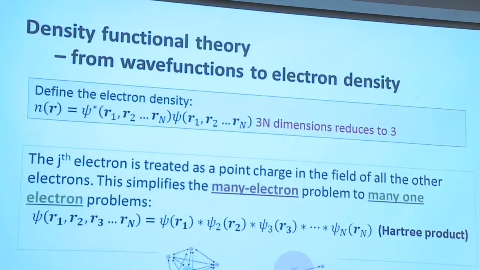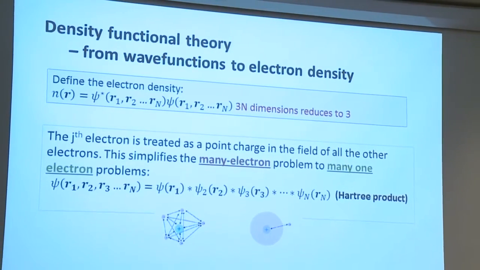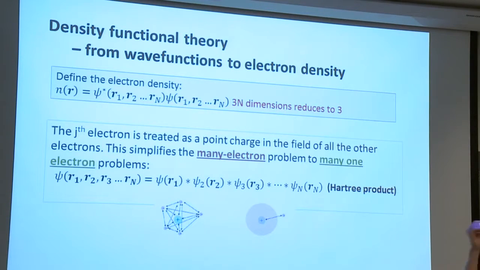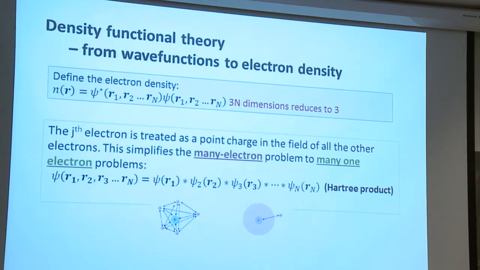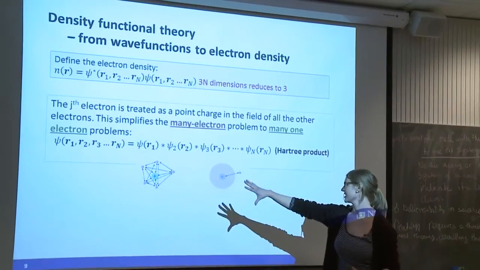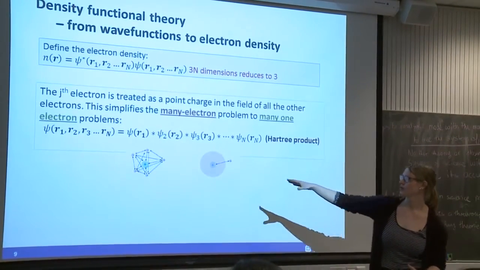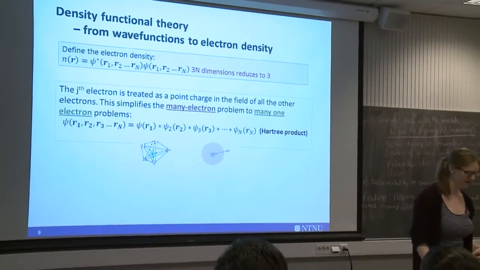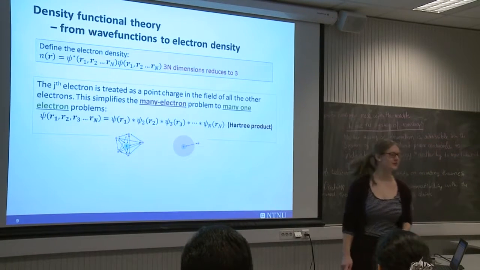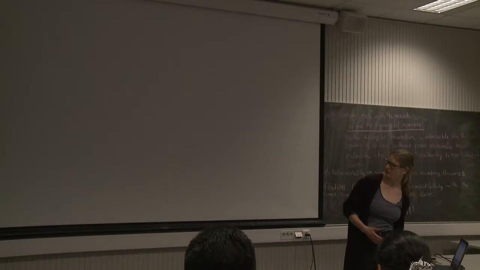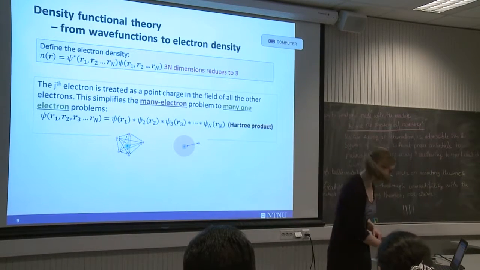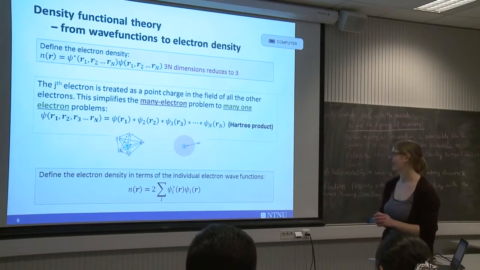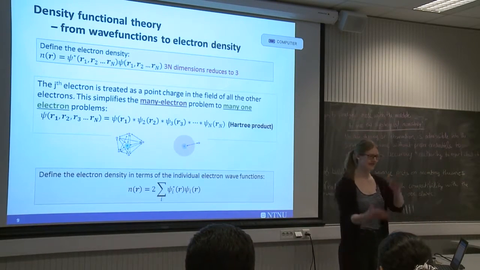Hint, hint. Now let's make another approximation. So consider the electron as a point charge in the field of all other electrons. That would simplify the many electron problem to many one electron problems. So you go from a situation like this to something that looks like this, and you consider single electron wave functions. You still would simultaneously need to know them all, of course, to calculate the one. But still, let's keep it there. So that means that we can now redefine our electron density in terms of all the single electron wave functions.